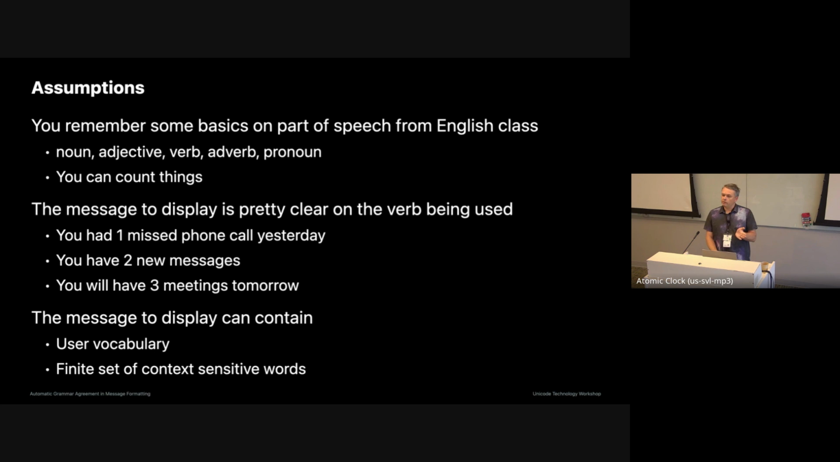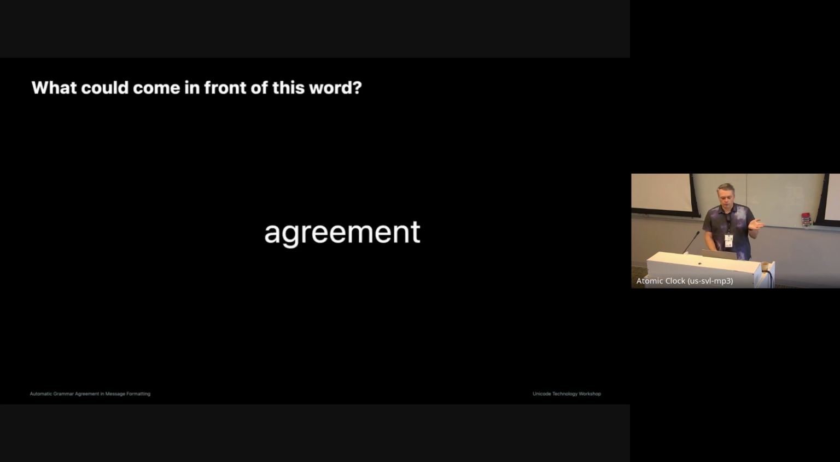So to start off, let me give some examples. So we have the word agreement. What could come in front of this word? What we have here is a scenario where we could put the definite article in front of it. In English, it's pretty easy. You put the word the in front of it, and there's really no other choice. And so I can put any word after the, and it's still going to be the same thing.